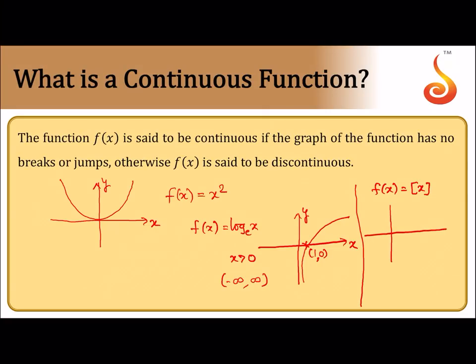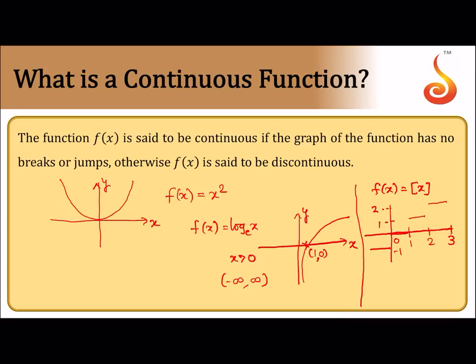Now I'll take f of x is equal to greatest integer of x. As I told you earlier, from 0 to 1, the value is 0. From 1 to 2, the value is 1. From 2 to 3, the value is 2. This is 1, this is 2, and this is minus 1. So is it continuous? No, because there is a break at every integer. So it is a discontinuous function, discontinuous at all integral values.